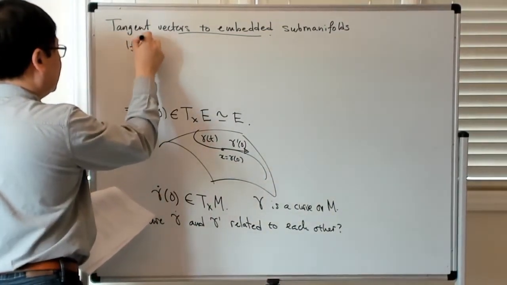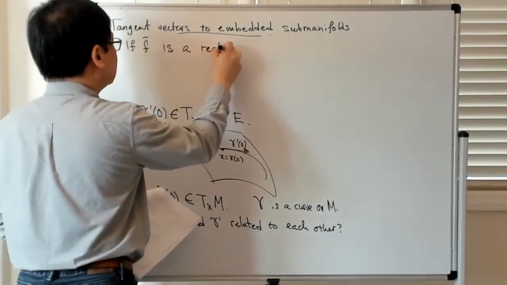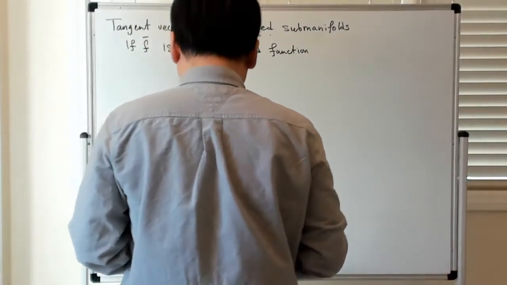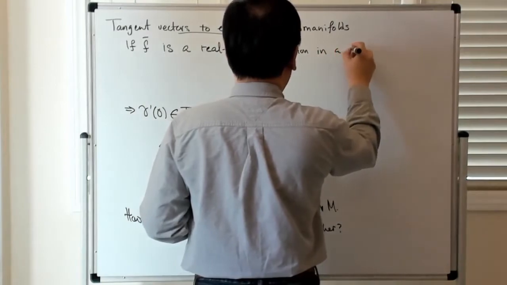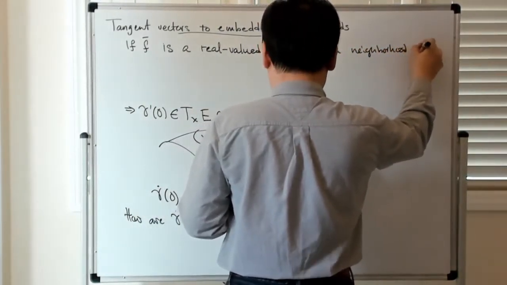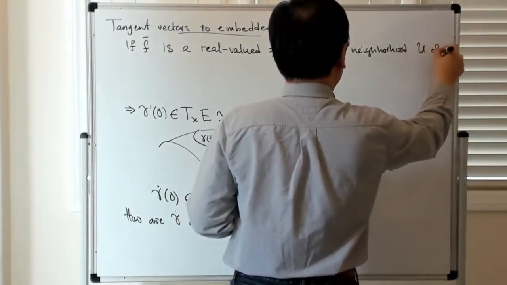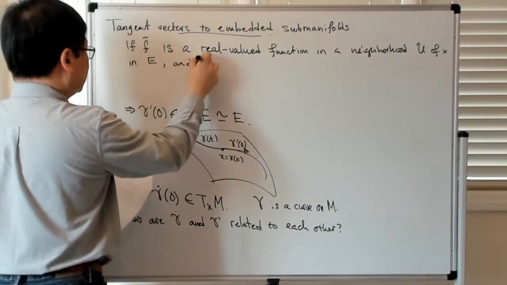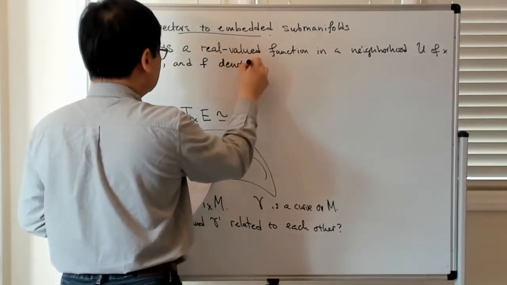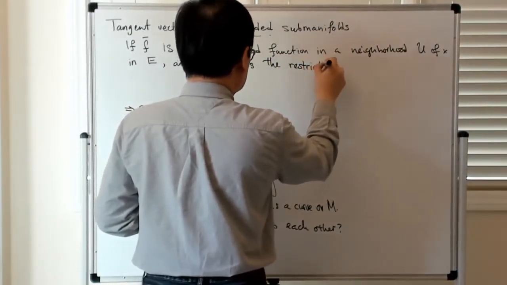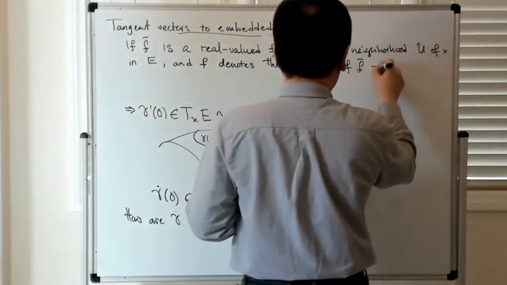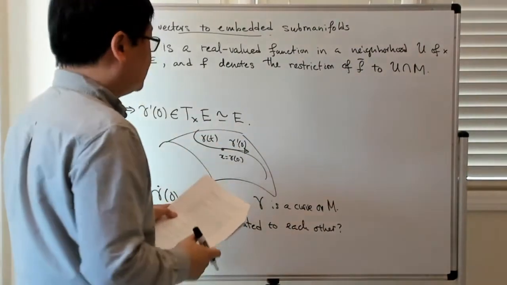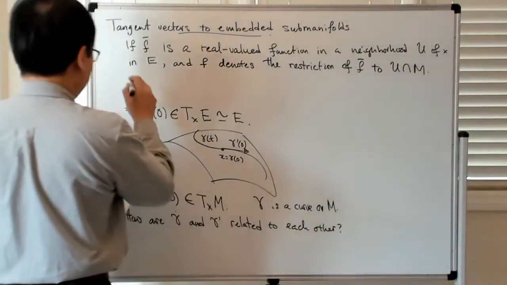So if f bar is a real valued function in a neighborhood U of x in the vector space E, and f denotes its restriction of f bar to the intersection of U with the manifold M. I mean, technically U intersected with the image under the inclusion of M, but anyway. Then we have the following.